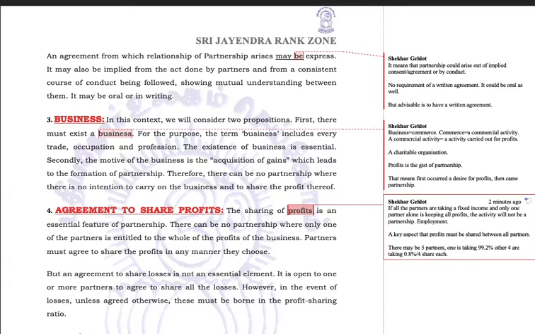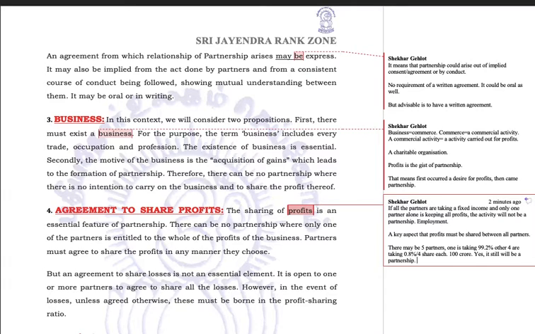Now, a company earning 100 crore. Out of those 100 crore, one alone is taking 99 lakh rupees, 20,000 rupees. The rest 4 people are taking only 20,000 each. Will that be a partnership? The answer is yes. It still will be a partnership.